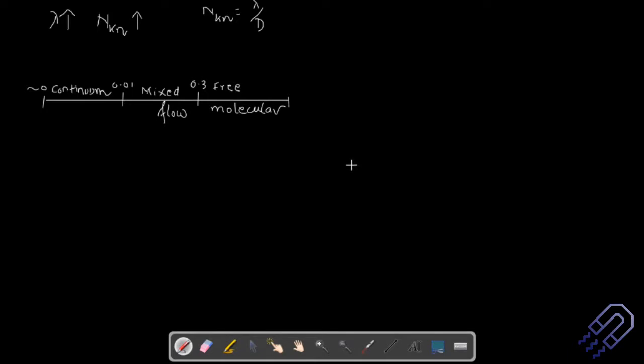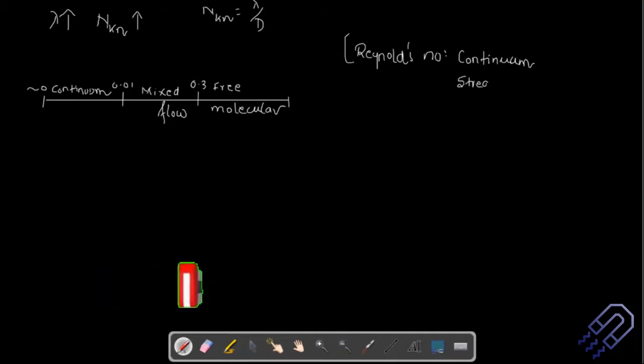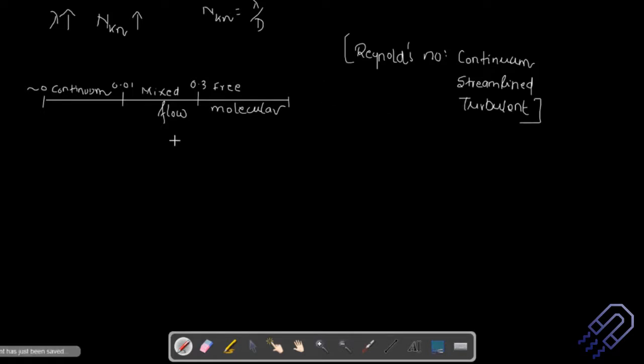So if you consider Reynolds number, we can actually divide it into three regions. Again, it has this logic of continuum if the viscosity is too high, and then we have streamlined, and then finally turbulent. So if we take out an analogy between these two, Knudsen number has three regions: continuum, mixed flow, and molecular. For Reynolds number, it's continuum, streamlined, and turbulent. And this is how it works.